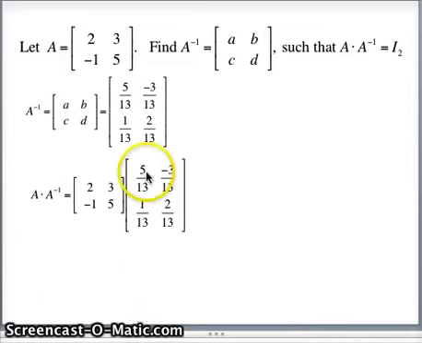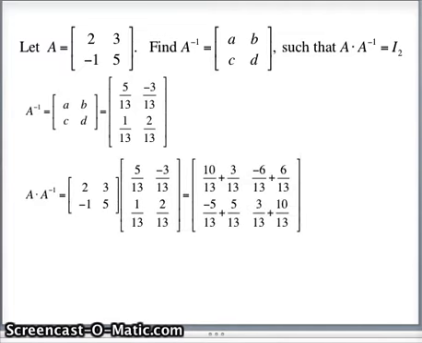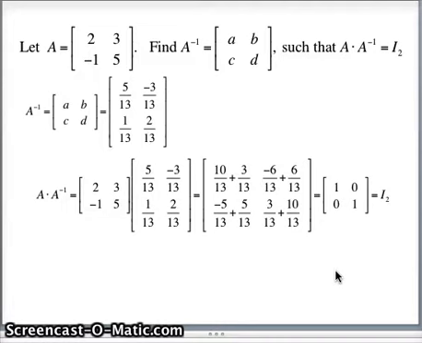So what do we have here? First row, first column: 10/13 and 3/13, 13/13, that's good. First row, second column: -6/13 and 6/13, that's 0, that's good. Second row, first column: -5/13 and 5/13, 0. Again, we want that in that position. -1 times -3/13 plus 10/13, 13/13, we want that to be 1. So that looks good. Just to clarify, there are all my multiplications. When we circle the first rows and circle the columns here, those are the numbers that we get. And indeed, that's 1, 0, 0, 1, which is I2.